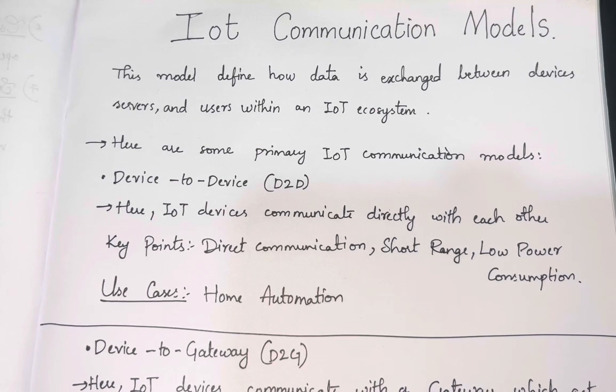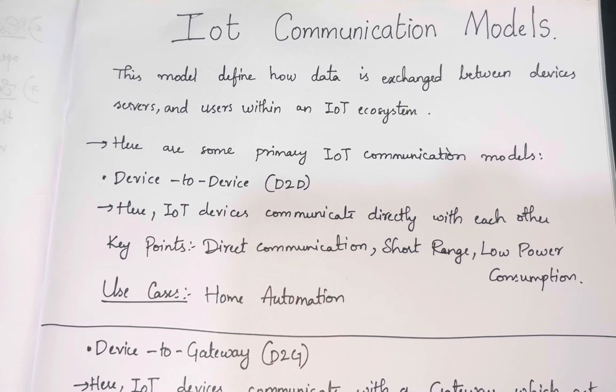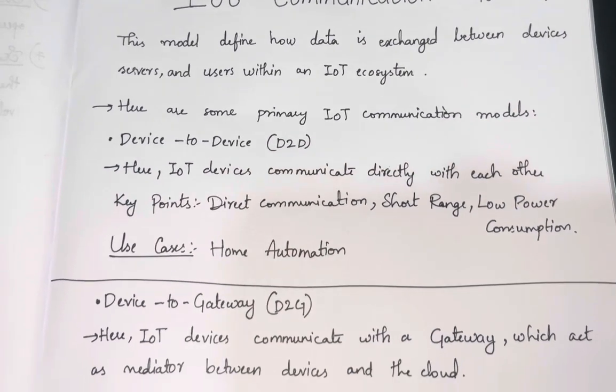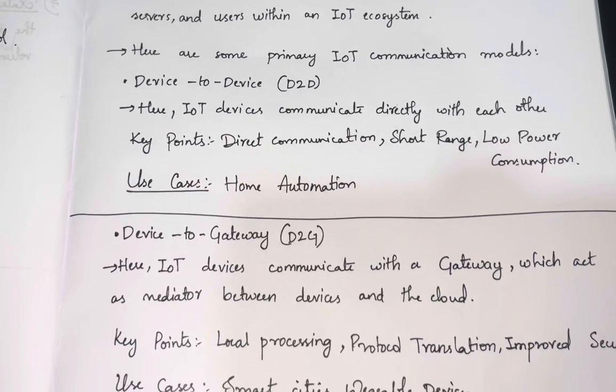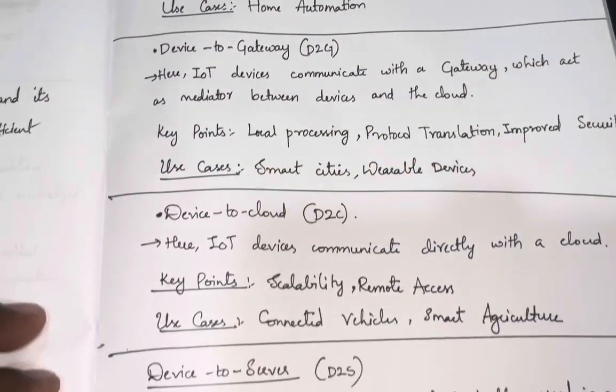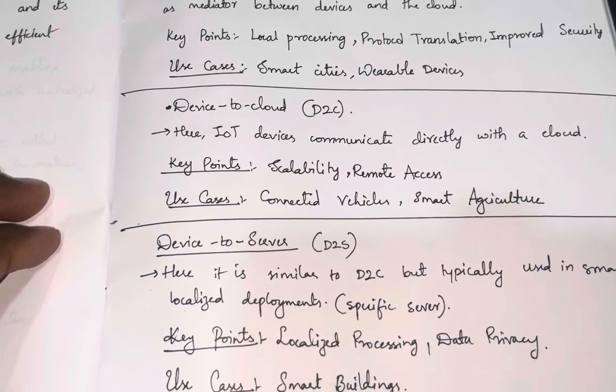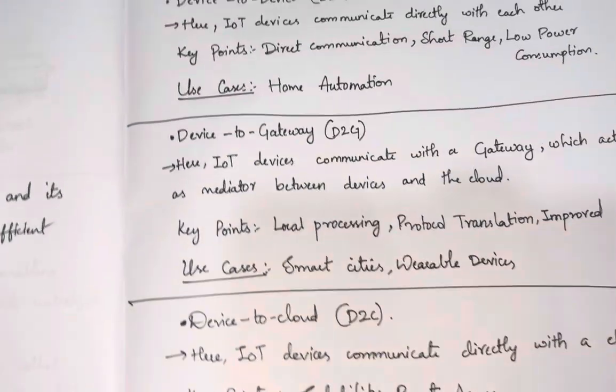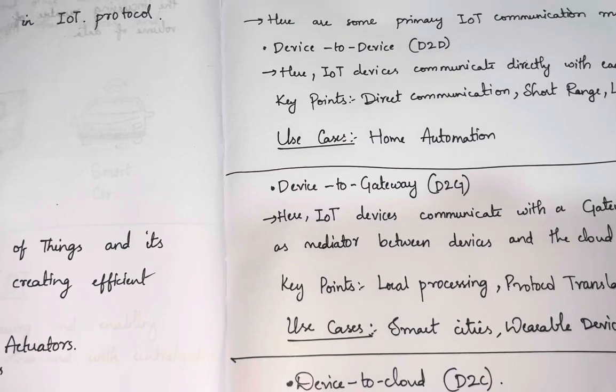The first one is device to device, which is also known as D2D. The second one is device to gateway, D2G. The third one is device to cloud, D2C. The fourth one is device to server, D2S. So let's learn one by one briefly.